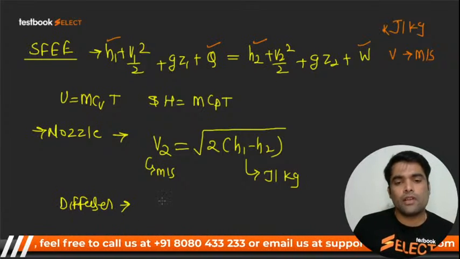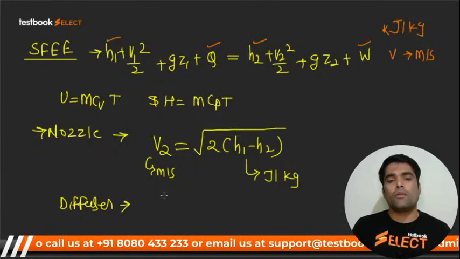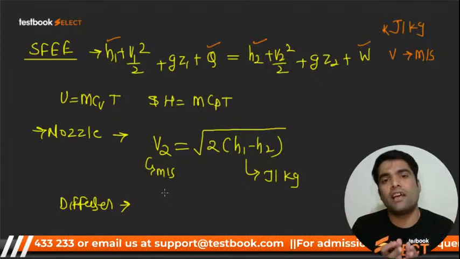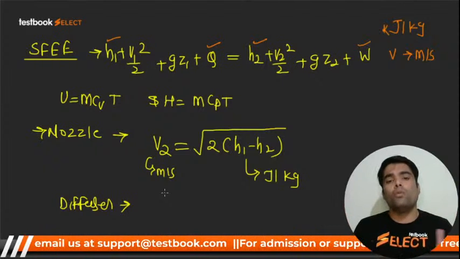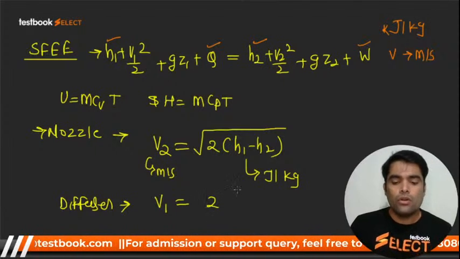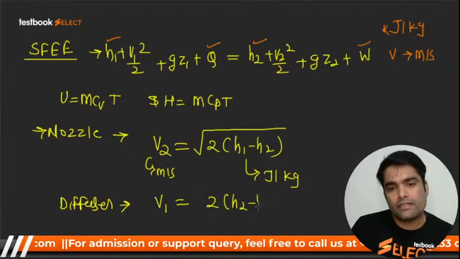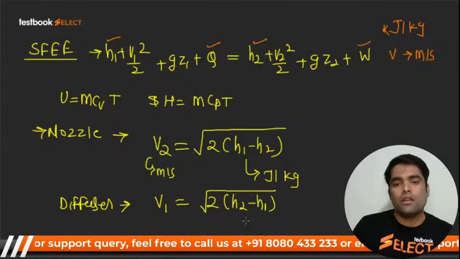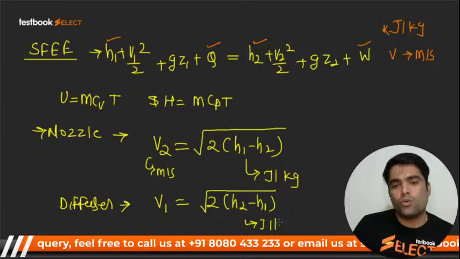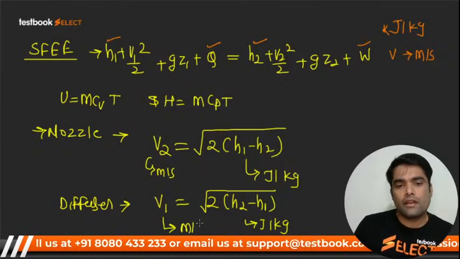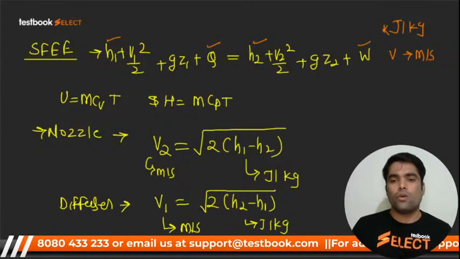When you apply for a diffuser, what will happen? You know that a diffuser is a diverging section. In that, V2 is negligible as compared to V1. So here we get V1. V1 will be what? 2 into (H2 minus H1). And it should be in joule per kg, and only then are you getting V1, that is in meter per second. Yes or no? I hope you got it.